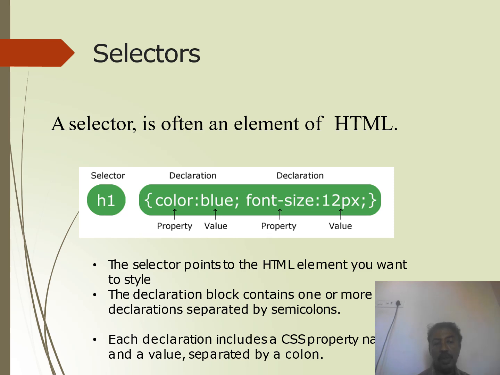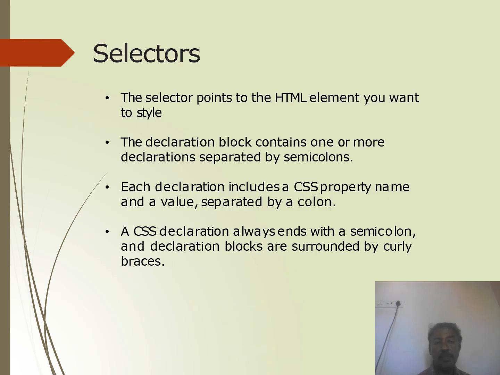The above syntax is shown in this slide. Next, the selector points to the HTML element we want to style. The declaration block contains one or more declarations separated by semicolons. Each declaration includes a CSS property name and the value separated by a colon. A CSS declaration block is always surrounded by curly braces. Actually, this is the syntax part.